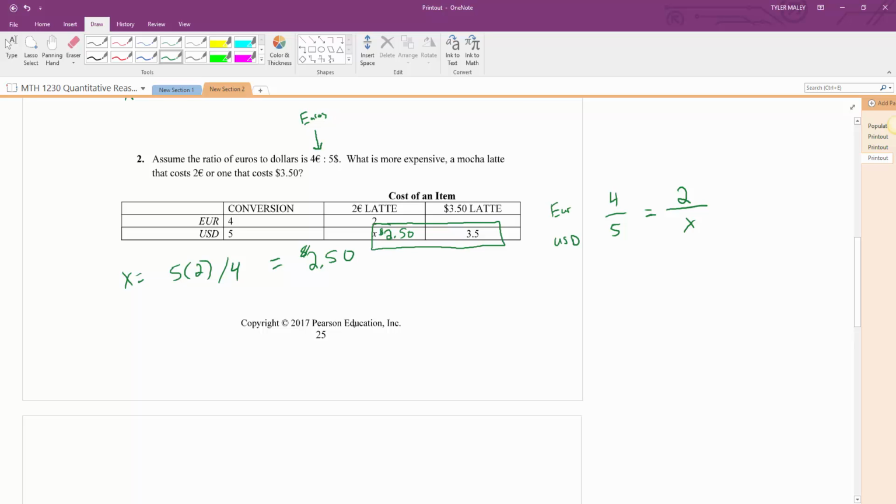So the question is, what is more expensive? The $3.50 latte is more expensive. So we answered the question.